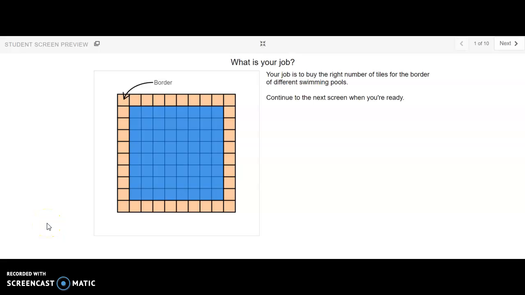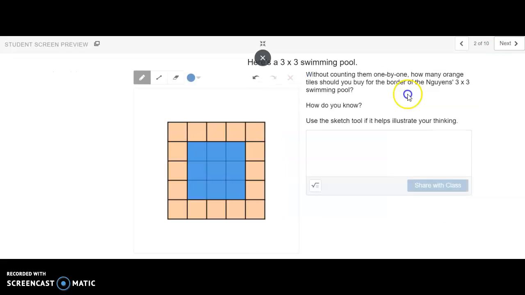So in today's video, we're going to be looking more at patterns and sequences that we've been learning the last day and a half. For this example, we're going to be looking at pool borders. That means borders around the pools, the swimming pools. Our job is to buy the right number of tiles for the border of different sized swimming pools. This is going to come in handy, especially if you want to build your own pool, right?